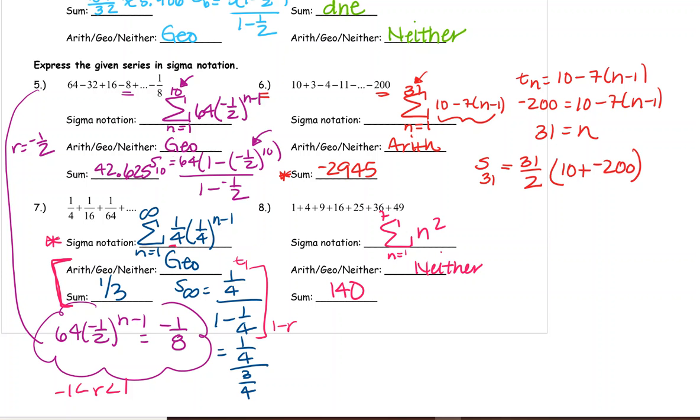And then on number 8, this is also a finite series. We could just count how many terms there are. There are 7, so the upper limit's 7. Those happen to be the perfect squares, so the formula is just n squared, but that's a neither. When it's a neither, the only way to find the sum would just be to add up all the numbers. So I just added up 1 through 49, or 1, 4, 9, 16, 25, 36, and 49, and you should get 140.